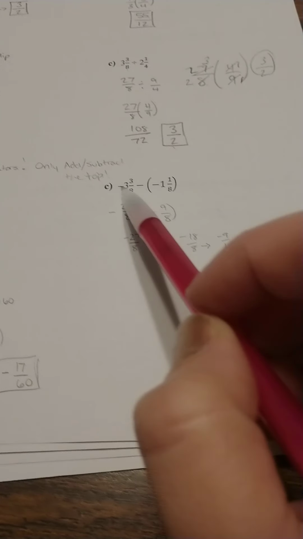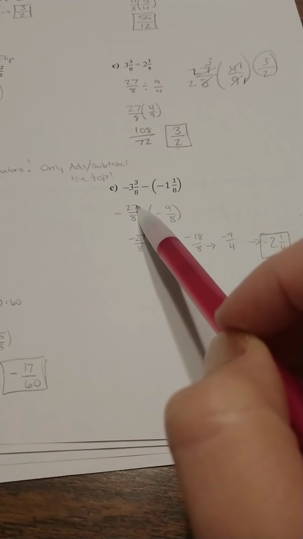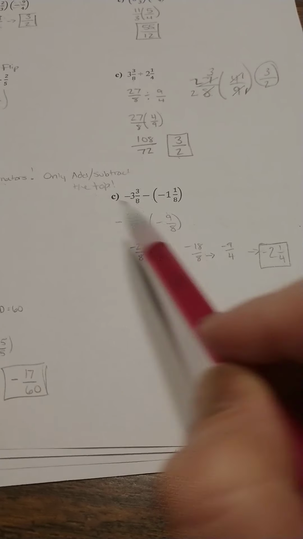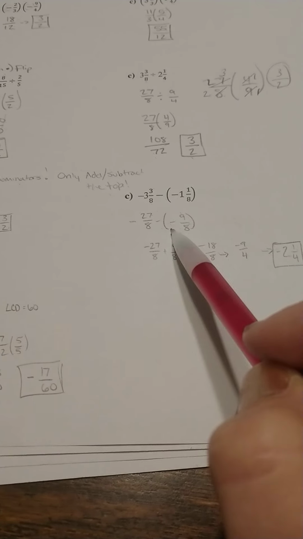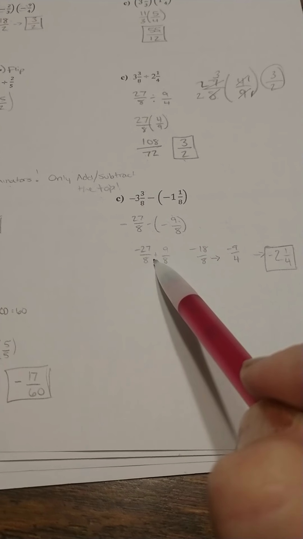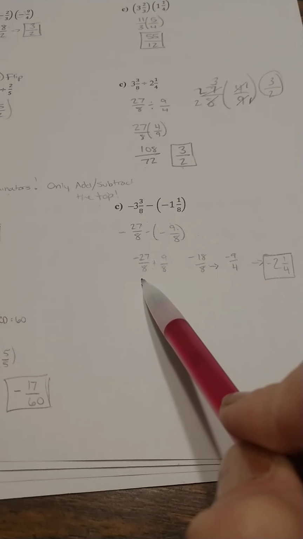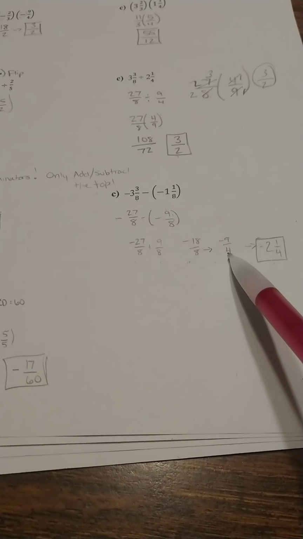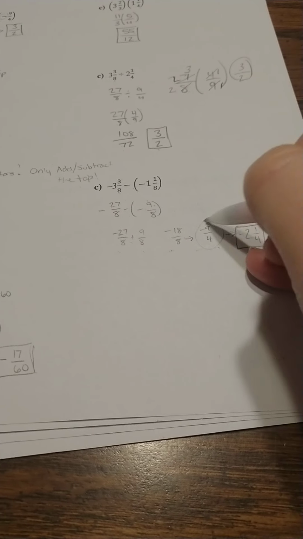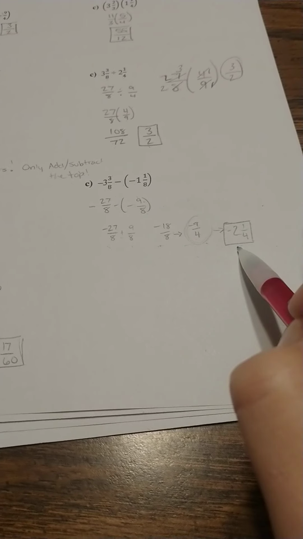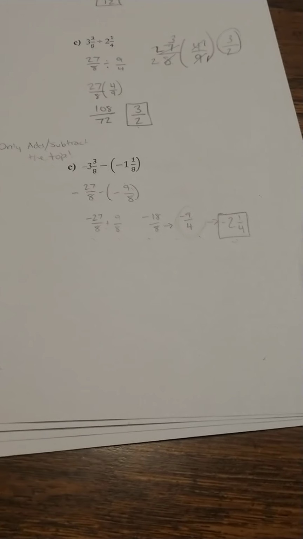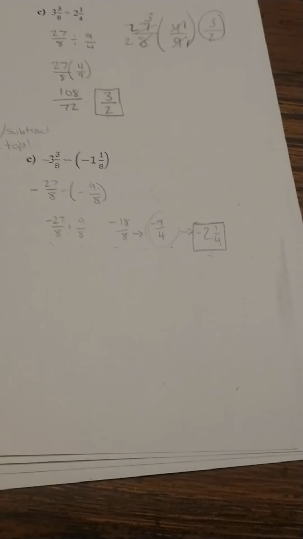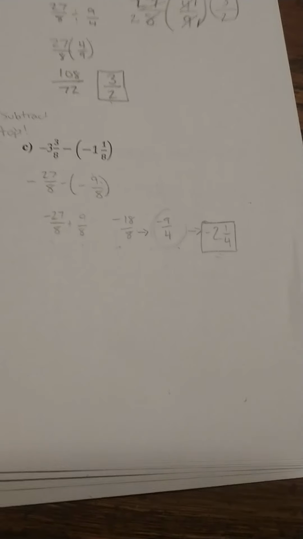Or you change it to an improper where you do 3 times 8, which is 24, plus 3, which is 27. And then 1 times 8, which is 8, plus 1 is 9, so 9/8. And -27/8 minus a -9/8. A double subtraction becomes a positive. So -27/8 plus 9/8 is -18/8, and then we reduce that all the way down. You can leave it here. You would be fine to leave it here as an improper. I'm okay with that. Or you can go ahead and change it back into a mixed number. I'm okay with that too. Believe it or not, I'm not actually picky about how you write your answer. I would just rather you actually write out your steps than type it into a calculator.